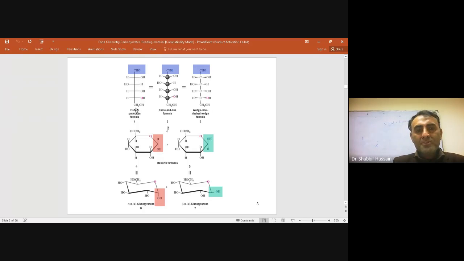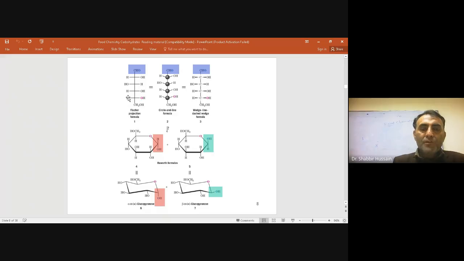So this Fisher projection formula we can also show like this one, circle and line formula, and this is complete stereochemistry, right? We show this molecule, this hexose, with complete stereochemistry with wedge line, dash, and wedge formula. One is beta, the horizontal lines are beta, and the vertical lines are alpha, that is behind the plane, and the vertical lines are above the plane, right?